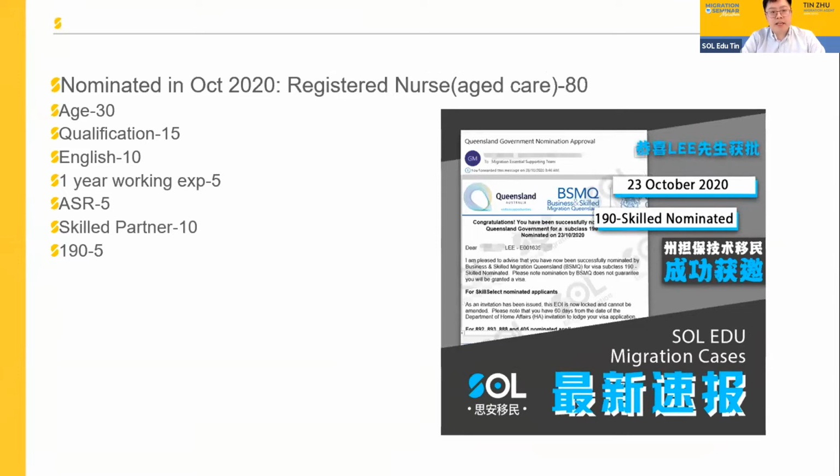Registered nurse, aged care. This is for 190 as well. So as I mentioned, why they have some quota for registered nurse this year, because I believe they kind of issue a lot of invitation to registered nurse NEC, registered nurse aged care for last year. That's why they kind of control the number for registered nurse NEC, aged care, critical care, and emergency for this year.